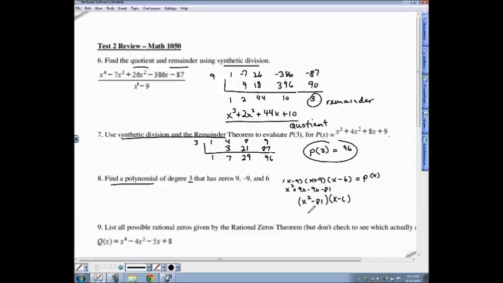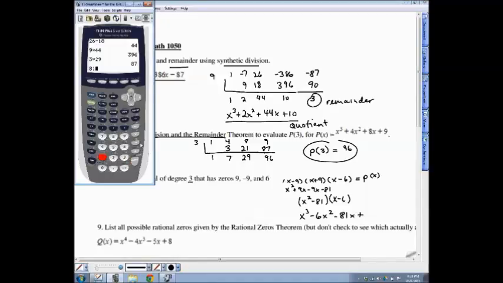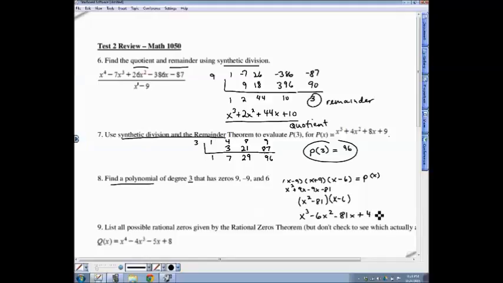Now x squared times x is x cubed. X squared times negative 6 is negative 6x squared. Negative 81 times x is negative 81x. And let's see, negative 6 times negative 81 is going to be positive. Let's see, 6 times 80, 486. Let's just double check this. 81 times 6 is 486. And that's the polynomial p of x.